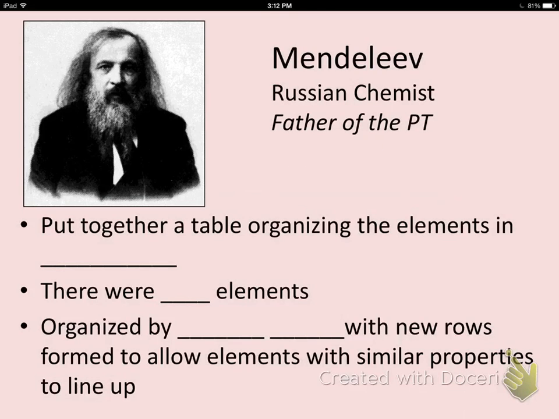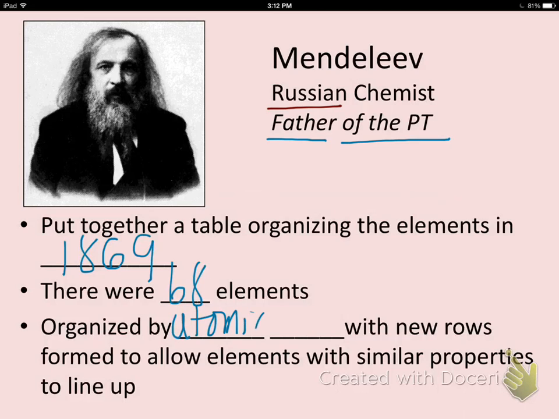So it all started with Mendeleev. Well, actually others had tried before him. There were about 68 elements at the time that Mendeleev decided that it would be really convenient to have some way of organizing the elements in some logical way to make them more easy to work with. He was a Russian chemist. He's considered to be the father of the periodic table. He put together a table organizing the elements back in 1869. And as I said, at the time there were 68 elements, and he organized those elements by their atomic weights.